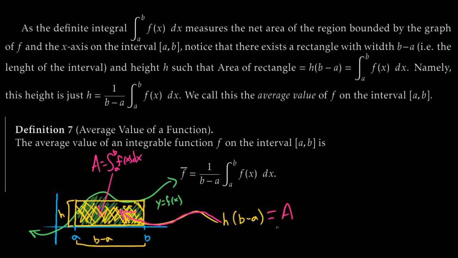Okay, so this is just, as we said, the definite integral from a to b of f of x dx. So we just have to solve for h. If h times b minus a is equal to the definite integral from a to b of f of x dx, this says that h has to be equal to 1 over b minus a times the definite integral from a to b of f of x dx. So notice something nice going on here.